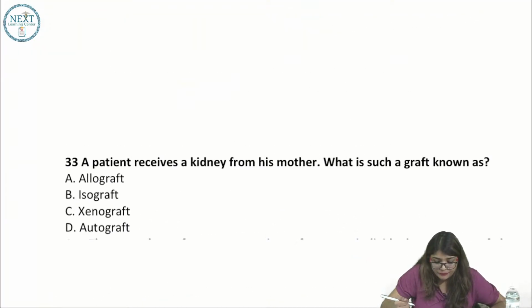Now look at this question. A patient receives a kidney from his mother. What is such a graft known as?